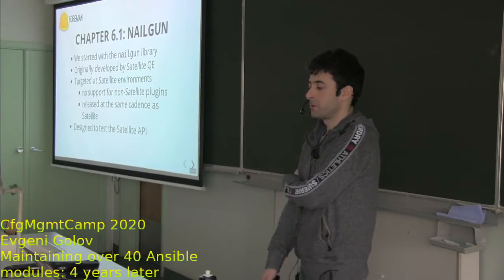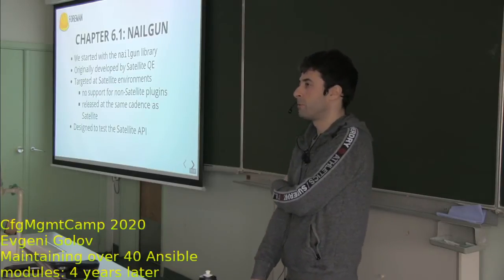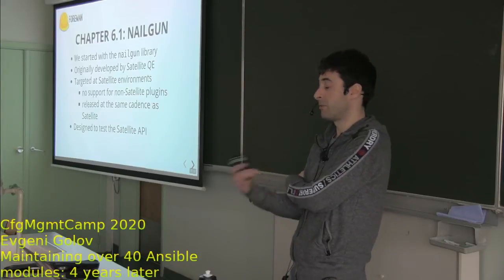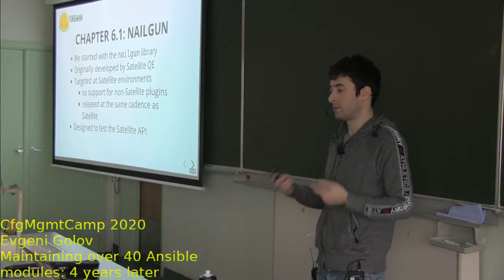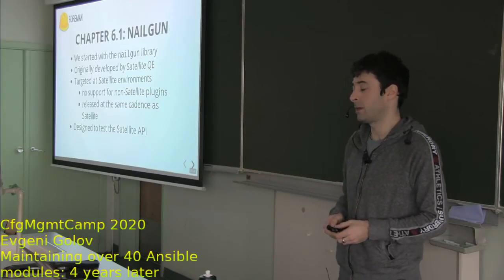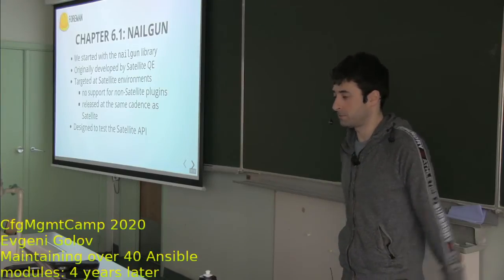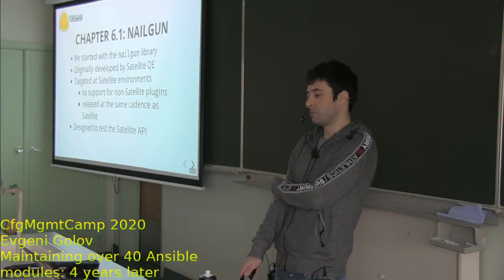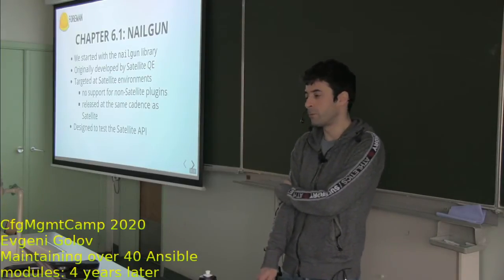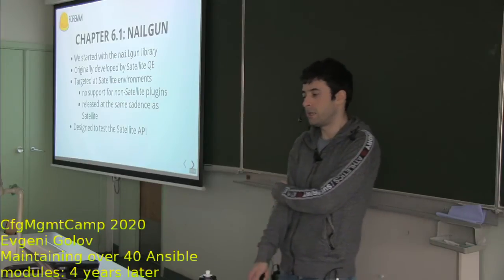Given that it's written by the Satellite QE organization, it doesn't rely on Foreman telling it how the API looks, but it re-implements everything, because the design of Nailgun is to test Satellite and test the API, so you cannot rely on the API describing itself if you want to test it. But this also meant that, for example, whenever Foreman would add a feature or change something, it would need a new Nailgun release.